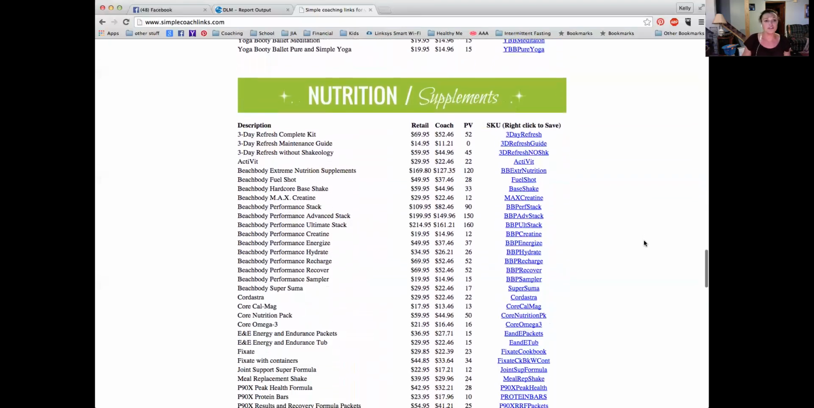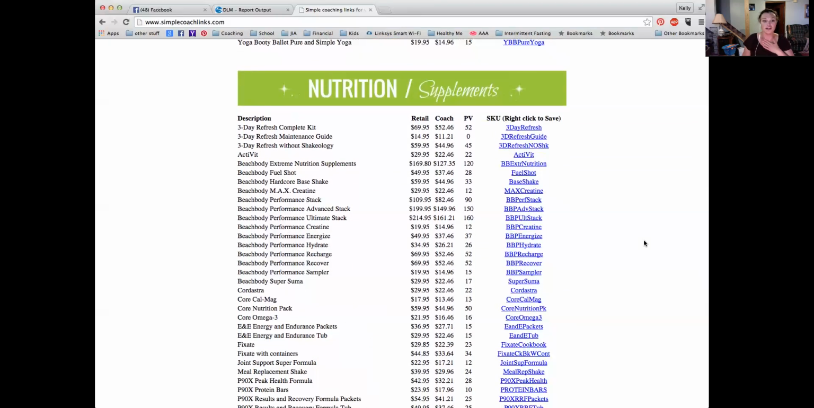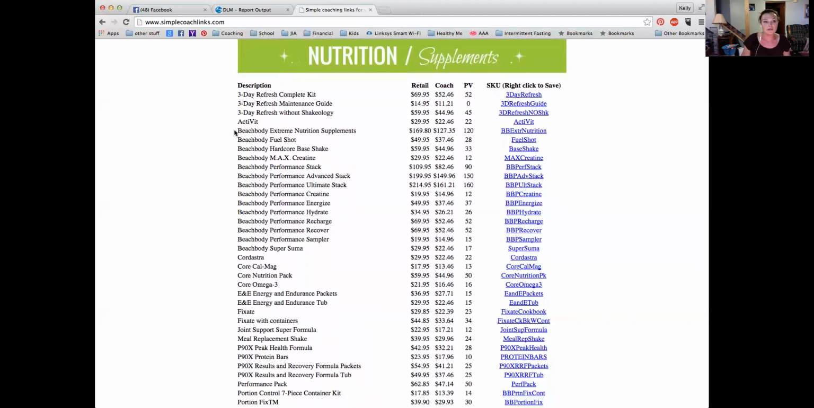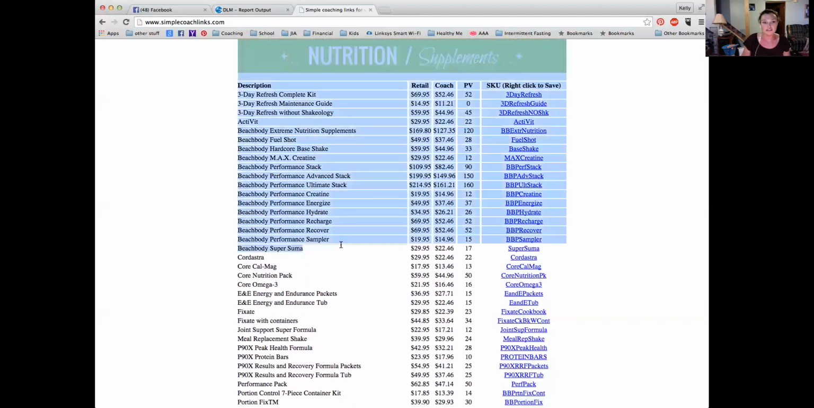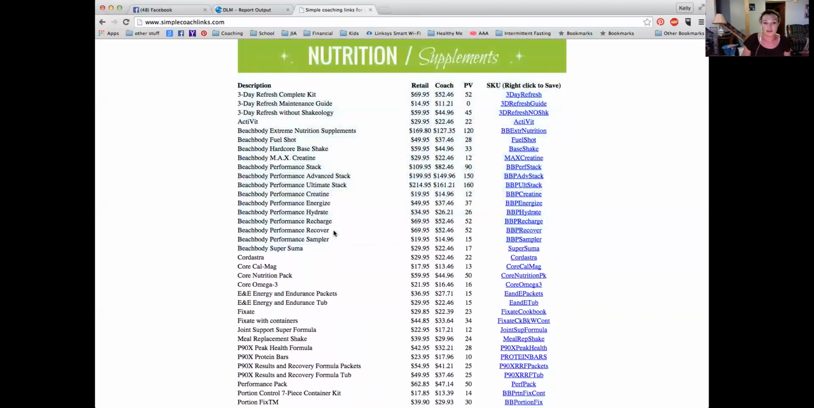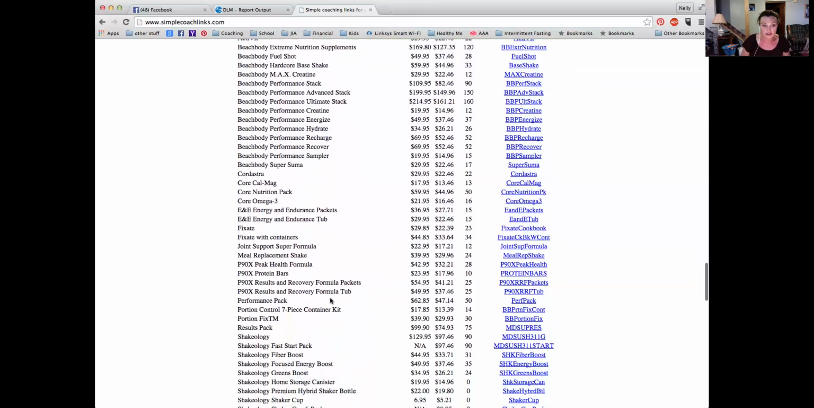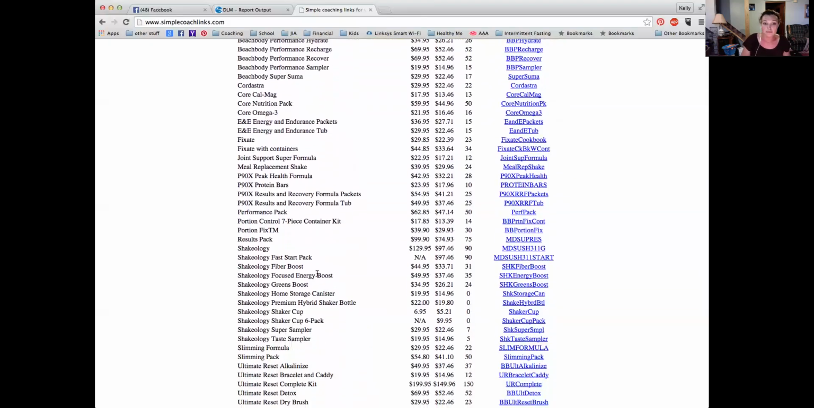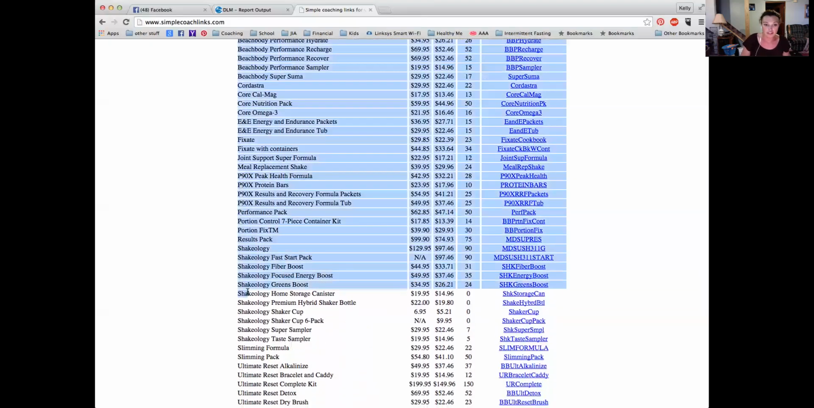You can also go into the supplements and the nutrition and check all of this stuff out. The Beachbody Performance Series is the Performance Recover, Recharge, Hydrate, Energize, Creatine, Performance Ultimate Stack, Advanced Stack, Performance Stack. And that's all right there. You can also go in and boosts are right here, Shakeology boosts.